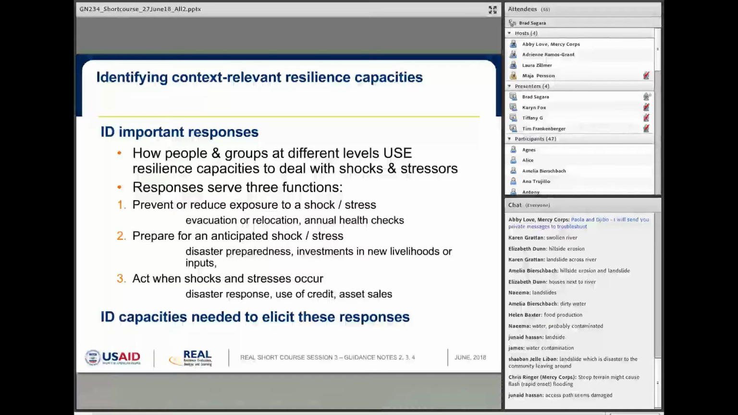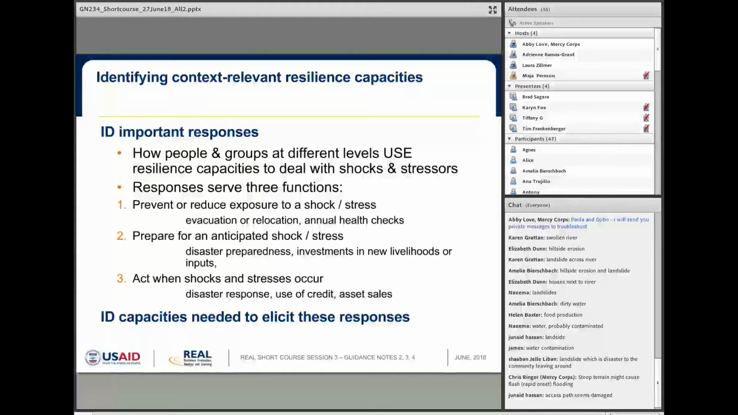So I want to spend a bit of time here on this slide with the couple of minutes I have remaining. But basically, there's a lot that goes into identifying what are the resilience capacities that are context relevant. And ideally, this is done through a resilience assessment process. And so this is the first webinar of the series that covered the first guidance note of this practical guidance series. And so I do encourage you all to read that guidance note if you haven't already, because that sets the foundation for identifying what are the important capacities, what are the important shocks, what are the important well-being outcomes that we're interested in.